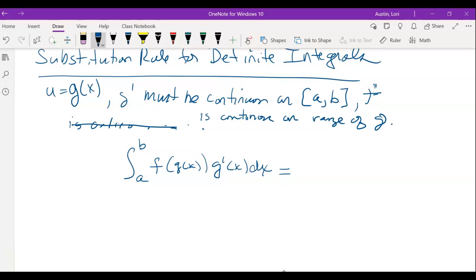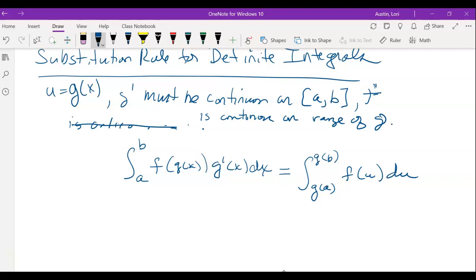If you change your boundaries, notice the a and b, if you go ahead and change them to the outcome of g sub a and g sub b, you don't have to substitute anything back in for u. Let me finish. You don't have to substitute anything back in for u. You can simply take f of u du, and you don't have to do the substitution back work.